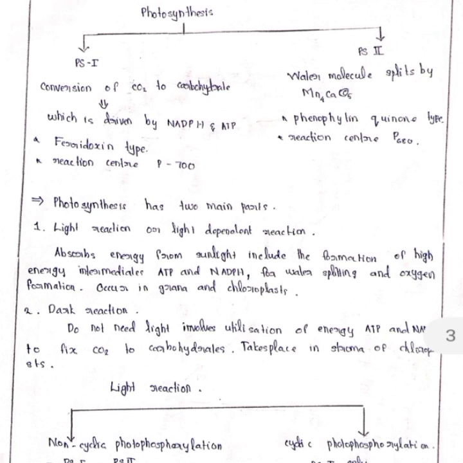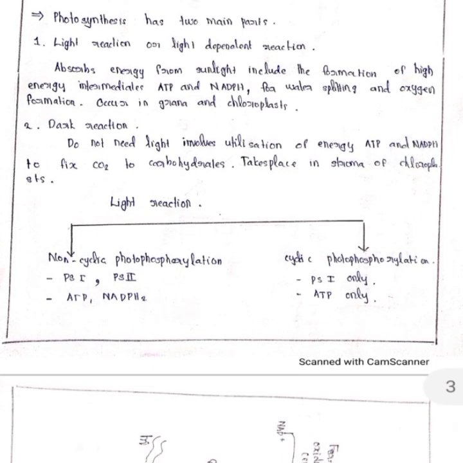Photosynthesis has two main photosystems, PS1, photosystem 1, and PS2, photosystem 2. In PS1, conversion of carbon dioxide to carbohydrate occurs, driven by NADPH and ATP. This is ferredoxin type, and the reaction center is P700. In PS2, the water molecule is split by Mn4CaO5, and this is pheophytin-quinone type. The reaction center is P680.